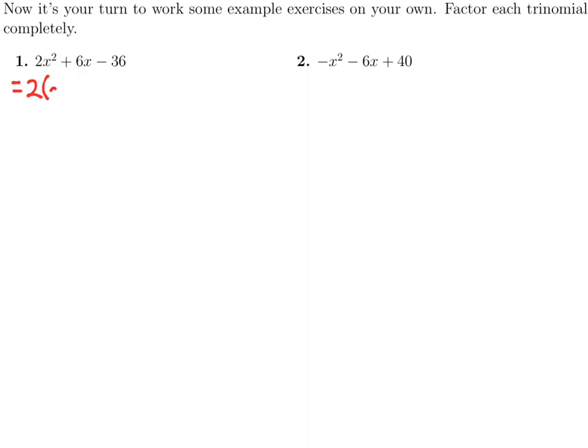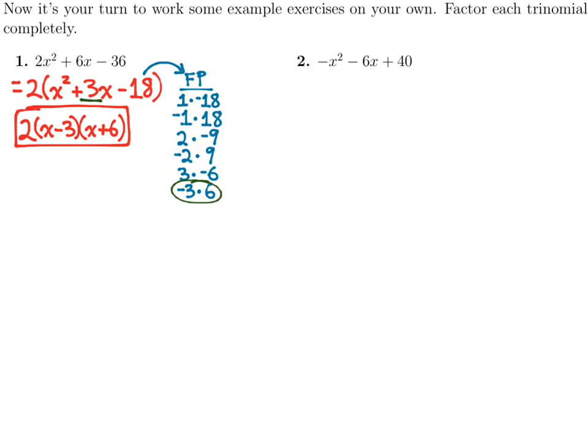Welcome back. Okay, so common factor of 2 first. That's what you should have started with. And then once you did that, negative 18, factor pairs, x minus 3, x plus 6, with that common factor of 2. All right, try number 2 on your own. Again, I'll wait a few seconds so you can pause, and when you come back, I'll be here.